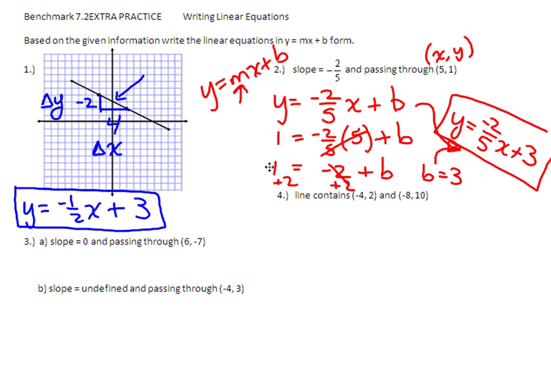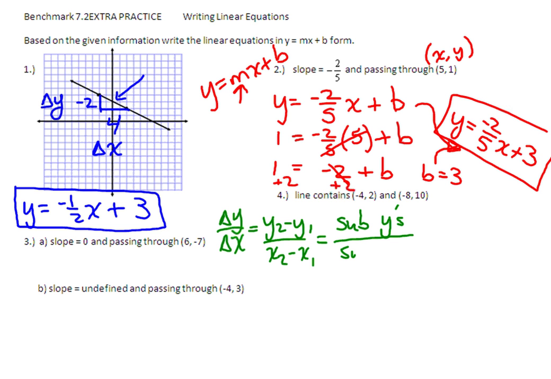I'll skip to number 4 here. Now here I don't know my y-intercept and I don't know my slope. So I need to figure them out. I'm going to use this delta y over delta x formula, which is y2 minus y1 over x2 minus x1. I'm basically going to subtract my y's, put those on top, and subtract my x's, and put that on the bottom. Okay. So I'm going to erase this, need some space.